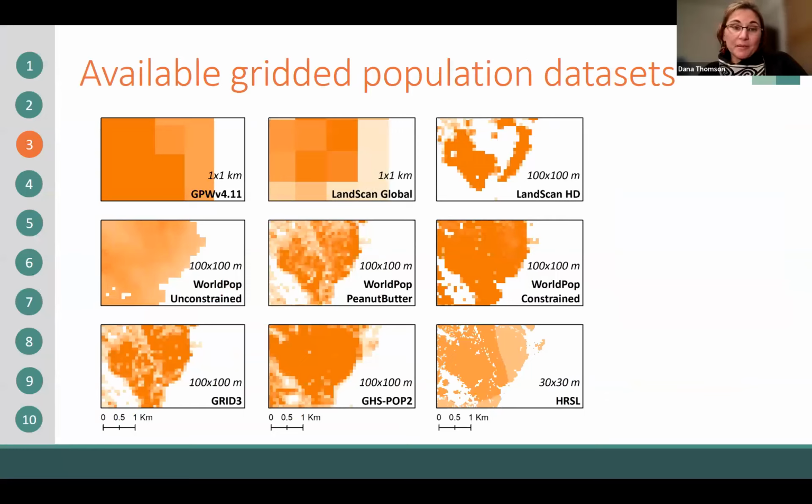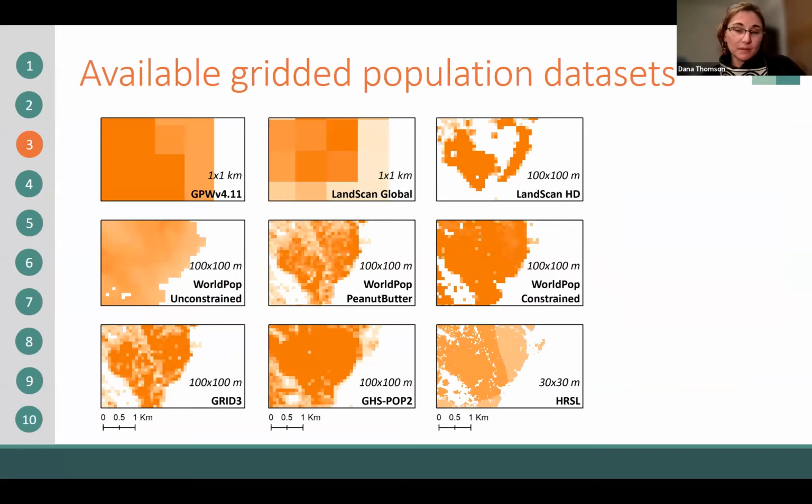You might be wondering about where to get these gridded population data sets. This is the landscape as of today of which data sets are kind of available off the shelf. There's 9 global gridded population data sets that are generally available in most of the countries that we'll be working in, lower and middle income countries I'm talking about.